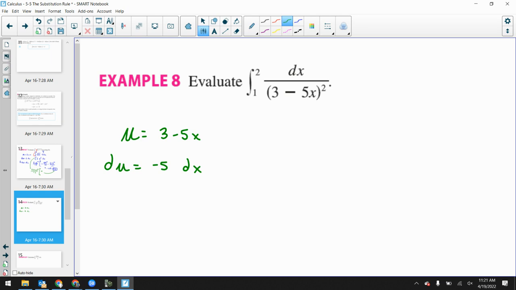Okay, just manipulating this a little bit. Isn't this still 1 to 2 of 3 minus 5x to the negative 2 dx? You follow what I did there? I pulled out the dx to the right side. And instead of having it in the denominator, I just made it a power of negative 2, just to simplify it a little bit. All right, I don't see this negative 5 sitting anywhere here, so I got to get it over to the other side. Negative 1/5 du is dx.